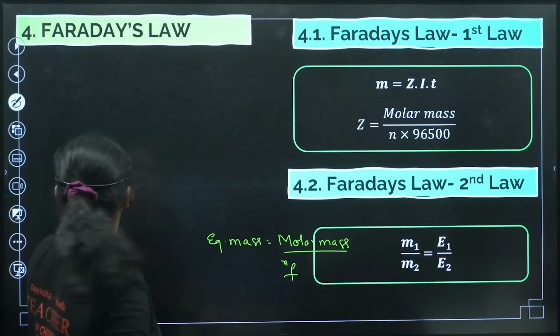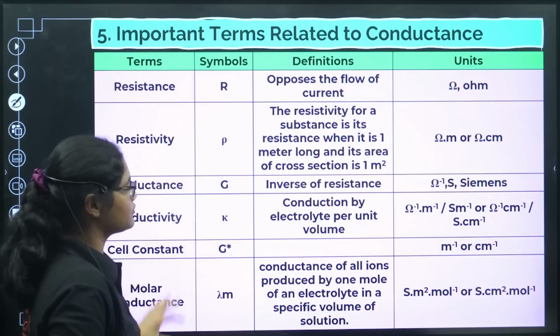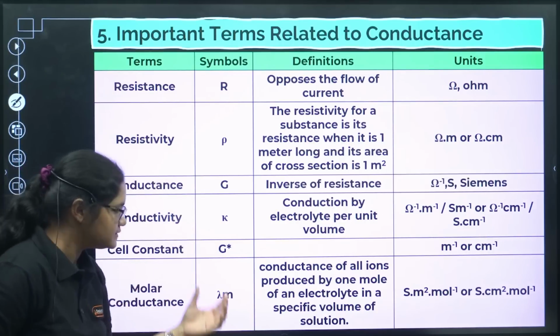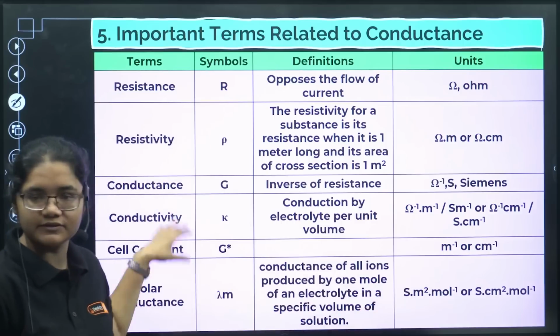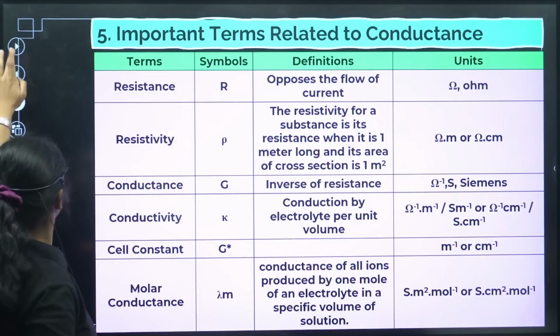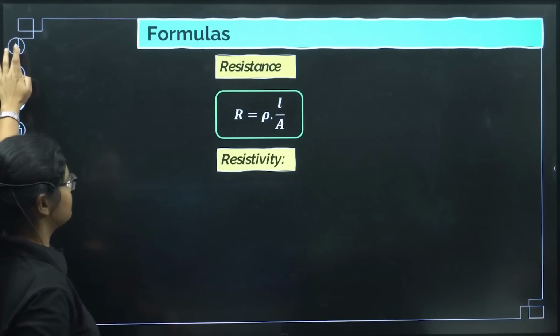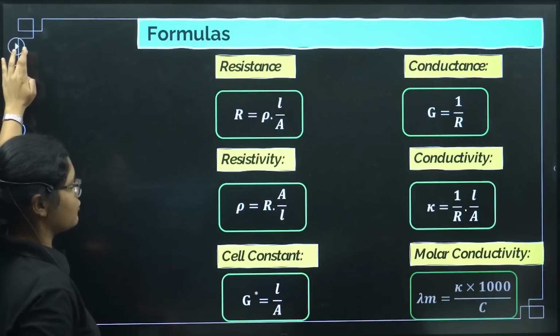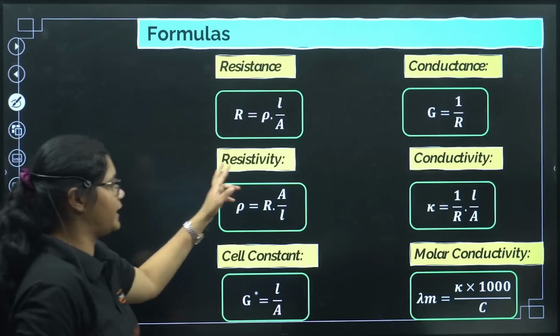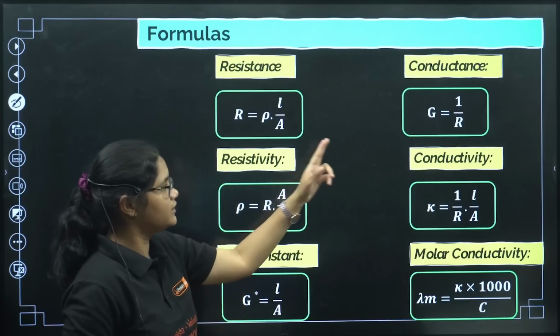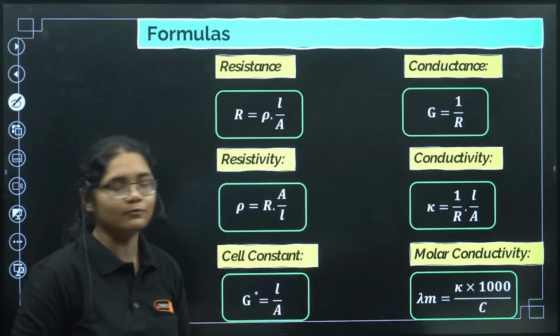Okay, now the next thing: all these terms, their symbols, definitions and units have been mentioned, so please go and revise all these terms. Then I have these basic formula sheets. The formulas of all the conductivity terms are given. R is equal to rho into l by A, resistivity, cell constant, conductance, conductivity, and molar conductivity.